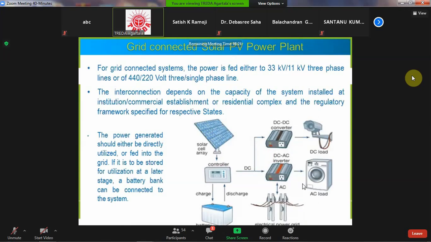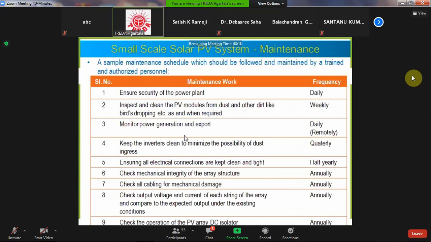These are the various types we can use in this grid connected system. And some small maintenance. Next, we talk about the maintenance of this system, how to maintain the system. Mr. PL will elaborate, but briefly, the main thing is we have to clean the PV modules, because if there is dust on the PV module, then the efficiency of the module decreases. So weekly PV module cleaning is required, and also some other issues, wire and everything.